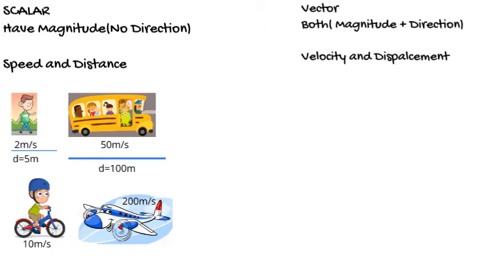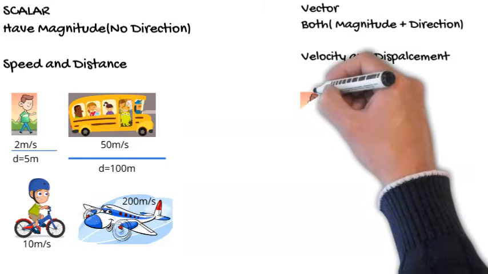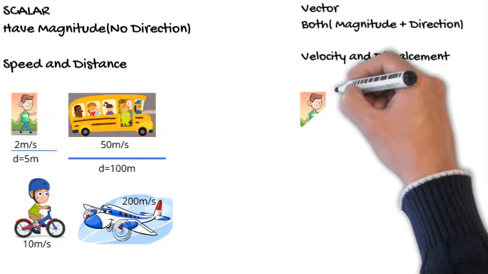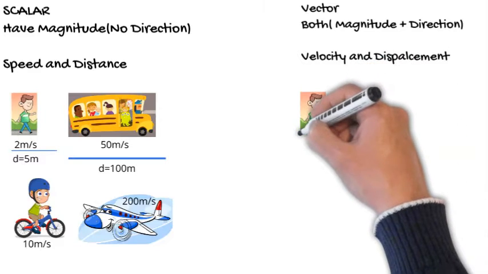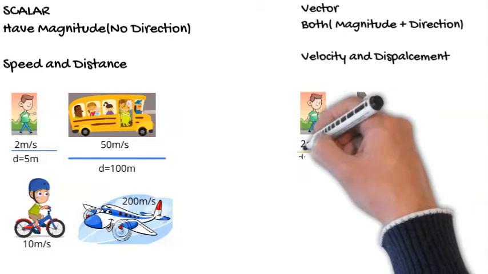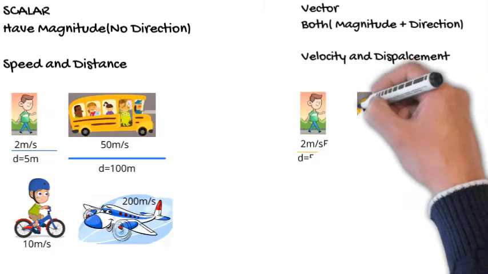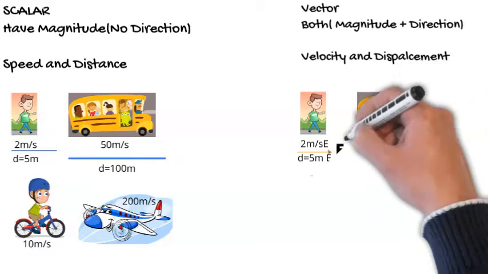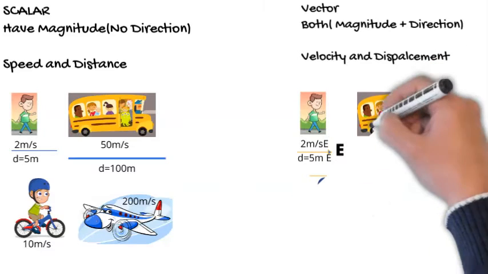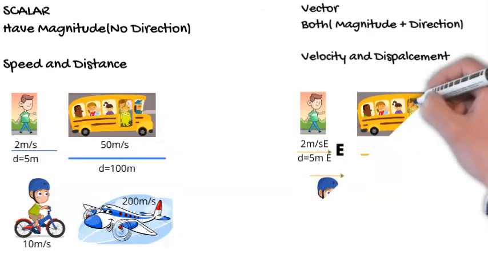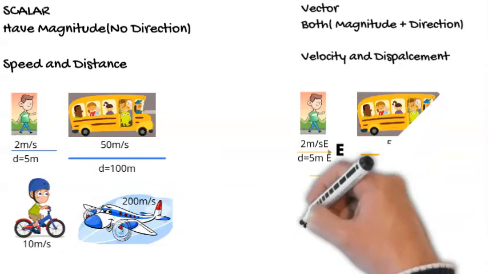We remember from the first lecture what a vector quantity is. For a vector quantity we measure both magnitude and direction. So we take the same example of the guy walking with a velocity of 2 meters per second and covering a displacement of 5 meters. But why do we say the guy is moving with a velocity of 2 meters per second? Because here we point out the direction.